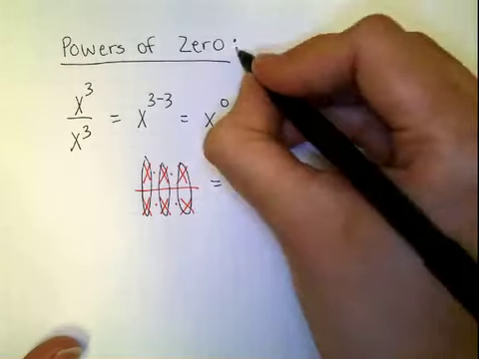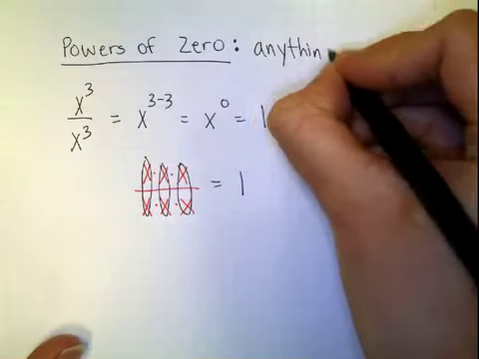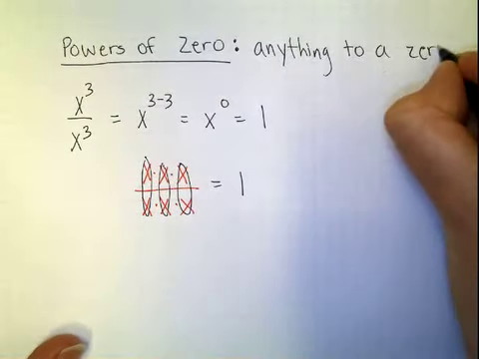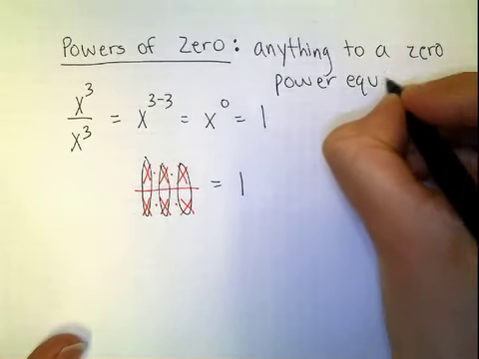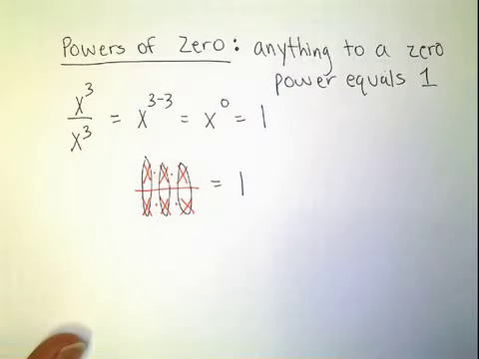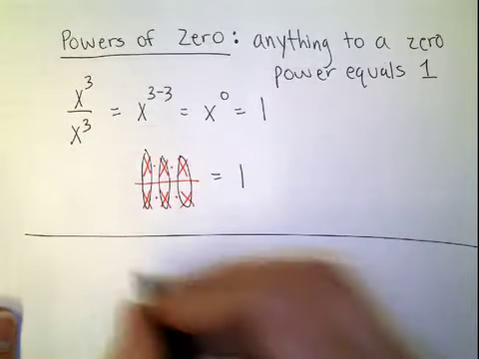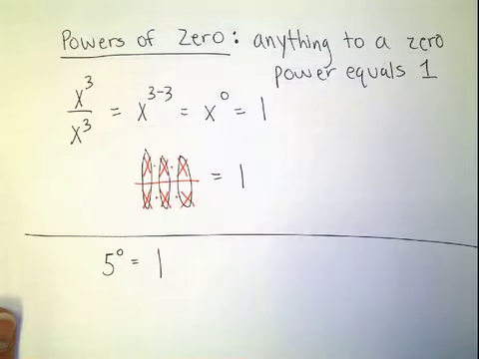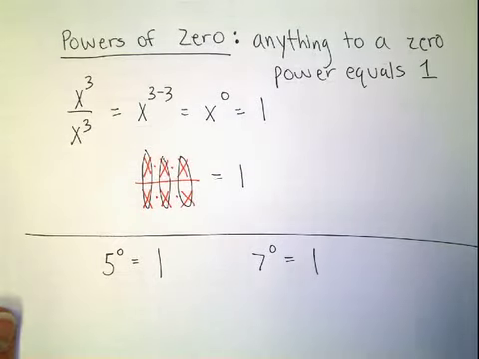So powers of 0, I'm going to put a little note up here. Anything to the 0 power equals 1, no matter what it is. So if I told you I have 5 to the 0 power, I know right away the answer is 1. If I have 7 to the 0 power, I know right away the answer is 1.